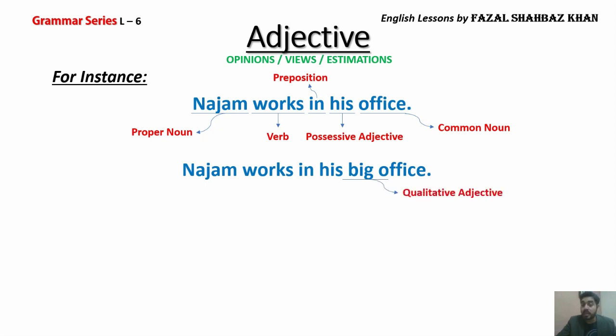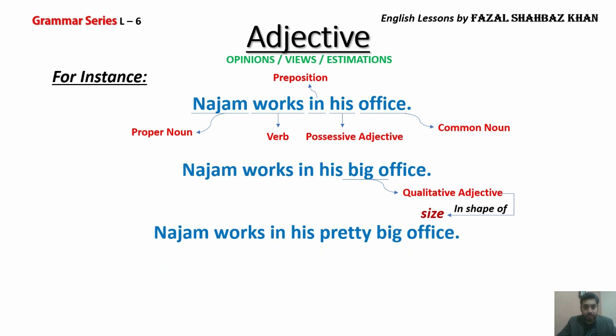It is a qualitative adjective that is qualifying the office, and now it is in shape of size, as you can see. So adjective qualifies in shape of age, in shape of size, in shape of measurement, etc. We'll talk about that later as well. So two adjectives can be there, and we can add two in a sentence.